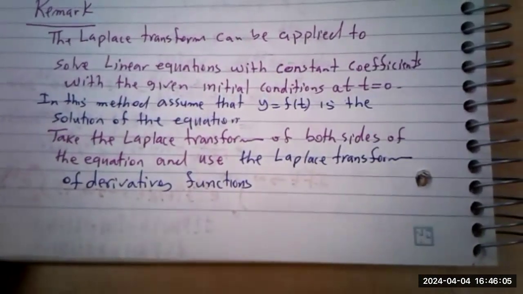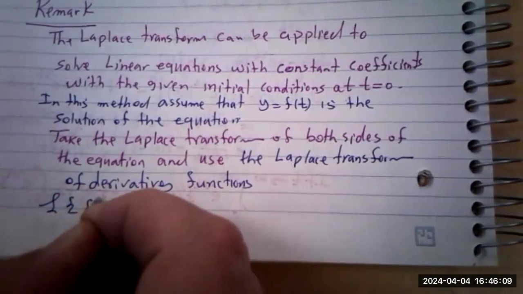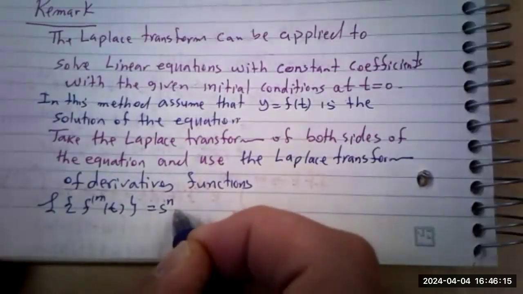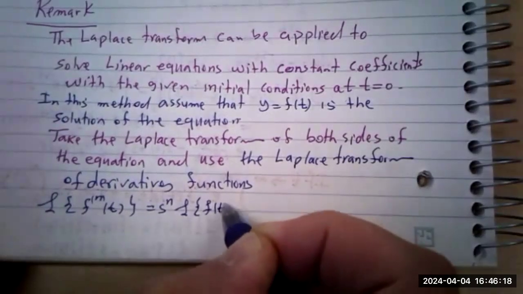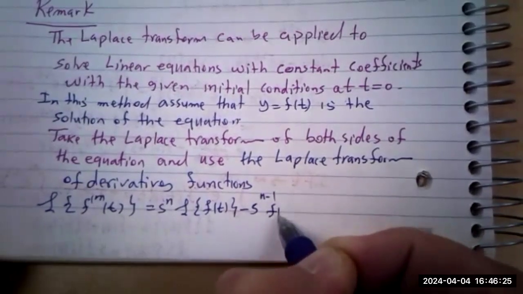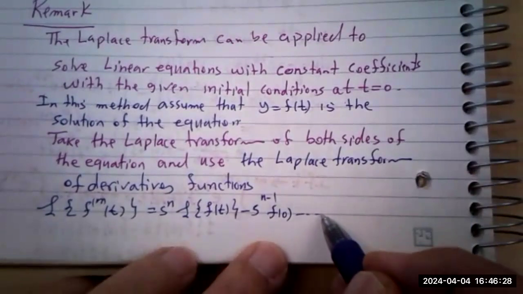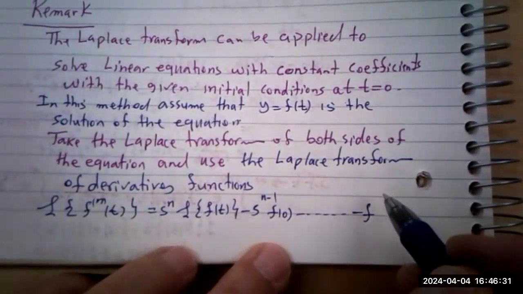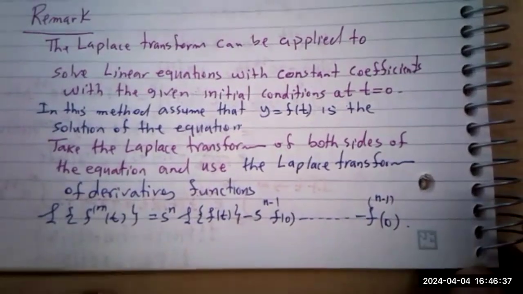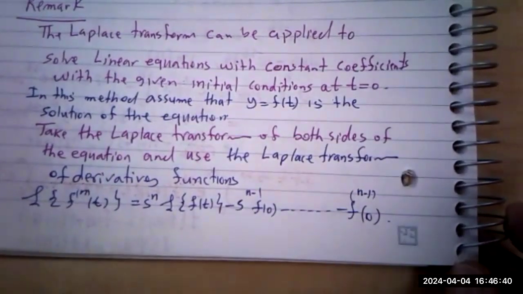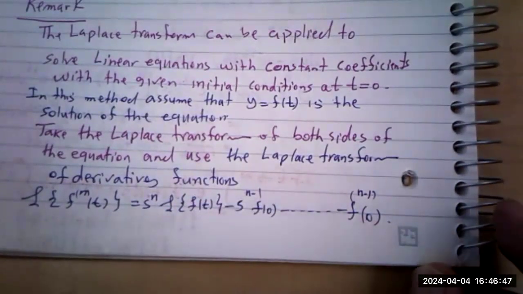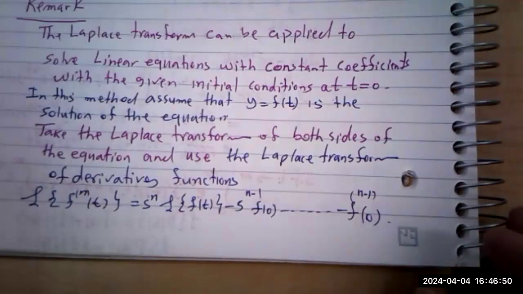The formula that we talked about, I repeat it again. The Laplace of the nth derivative of f of t is s to the n times Laplace of f of t, and you reduce the power, minus s to the n minus 1 times f of 0, and we continue, depending on the order, minus f to the n minus 1 of 0. You use this to write the equation, simplify it, and solve the equation for Laplace of f of t.